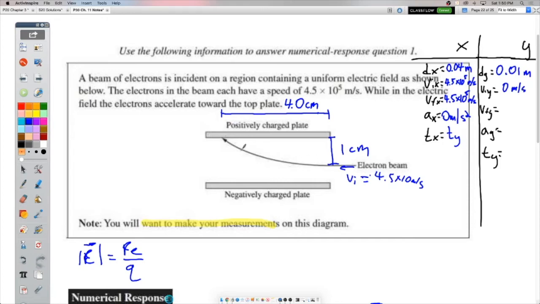vfy, we do not know it. Maybe we'll need it, maybe we won't. We'll figure that out later. ay, we don't know it, but remember, we can figure it out with ay equals Fnet over m. We definitely will need it, because we're trying to eventually get the electric field. Then the time in the y-axis, we don't know, but we know it's the same as the time in the x-axis. So let's take a second to think about this. What's our plan of attack here?